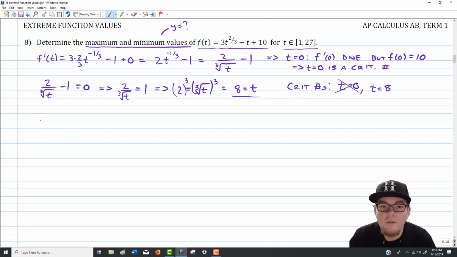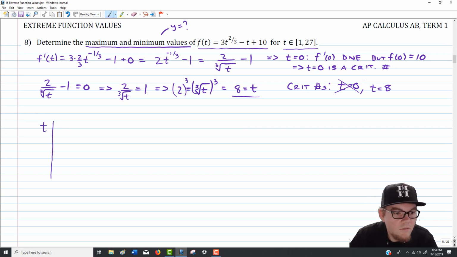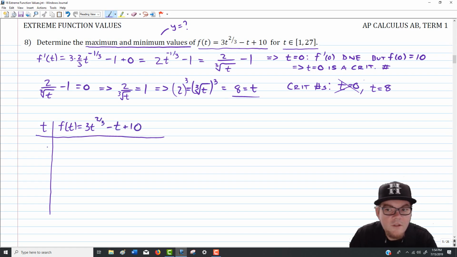But this is now enough for us to go through the candidates test. In fact, all of the work was just to talk about that t value. So, oh well, here we go. So, candidates. Let's grill some candidates. Set up the debate. So this is going to be t versus f of t, which is 3t to the 2/3 minus t plus 10. So looking at values, the first one we have is at 1. If we plug in 1, we get 3 times 1 to the 2/3, which is 1, minus 1 plus 10. That's equal to 12. So nothing too crazy, but easy to do.